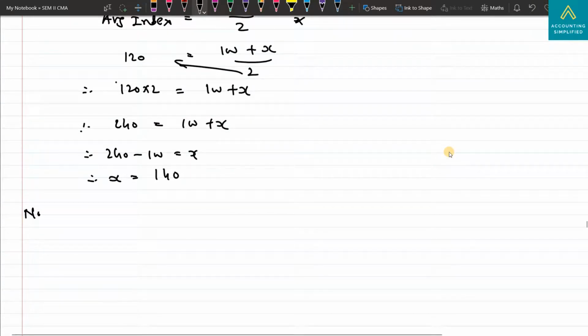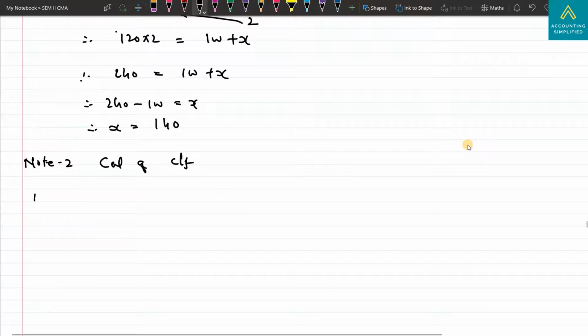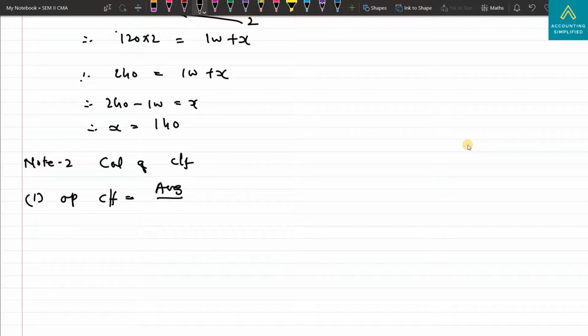Now the conversion factor we need to find out. Note number 2, calculation of conversion factor. The first, opening conversion factor, is equal to average divided by opening. So I am doing it rapidly, hurriedly. 120 divided by 100 is 1.2, right? 1.2.